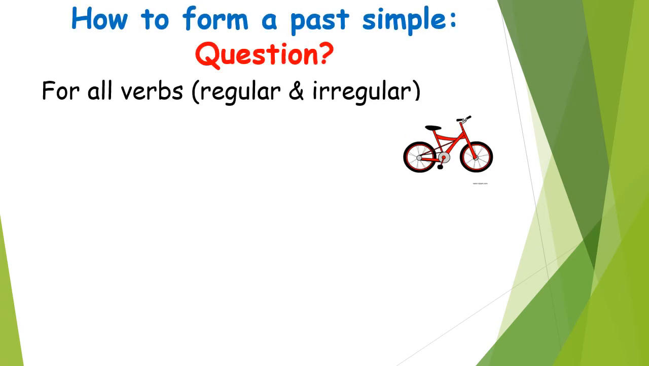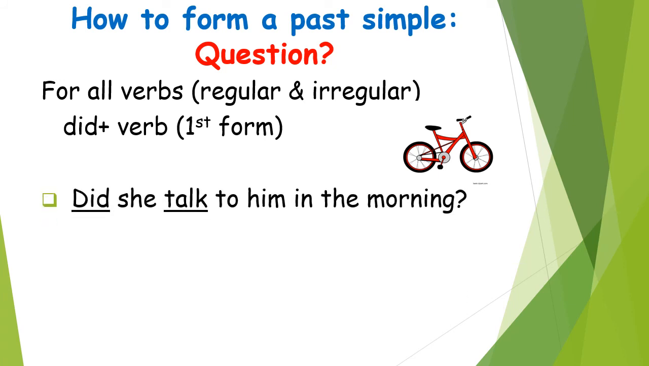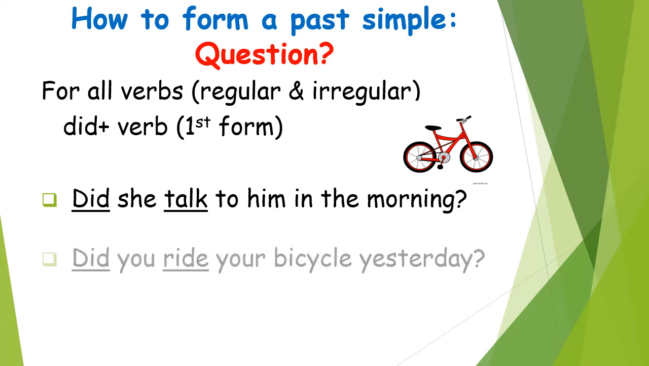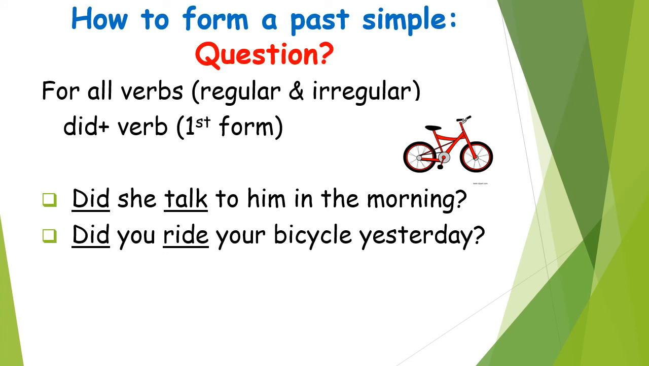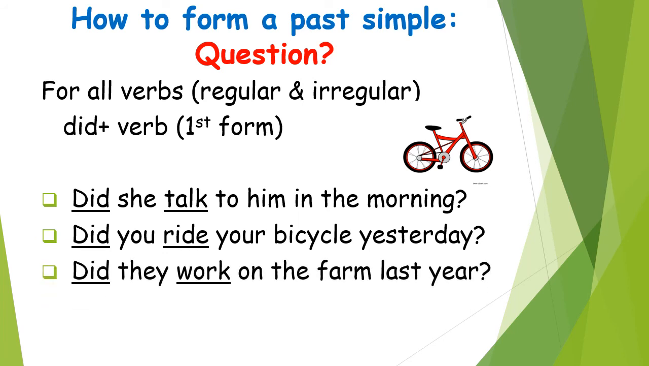Now students, let's learn how to form a past simple question. For all the verbs, that is regular and irregular, we use the auxiliary did with the first form of verb. For example, did she talk to him in the morning? Did you ride your bicycle yesterday? Did they work on the farm last year? Now you see students, I used the auxiliary verb or helping verb did, and I'm using the first form of verb with it. Make sure that you do not use any other form of verb.